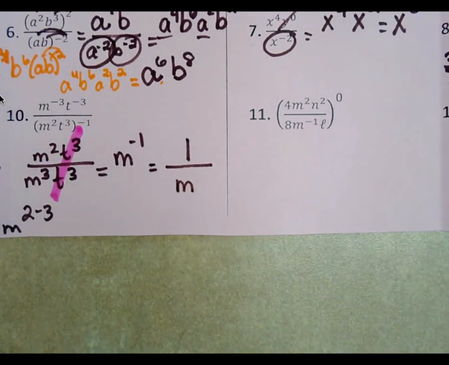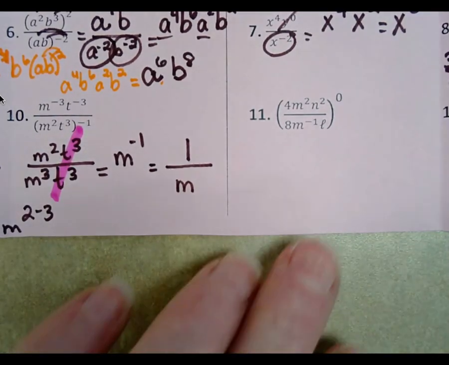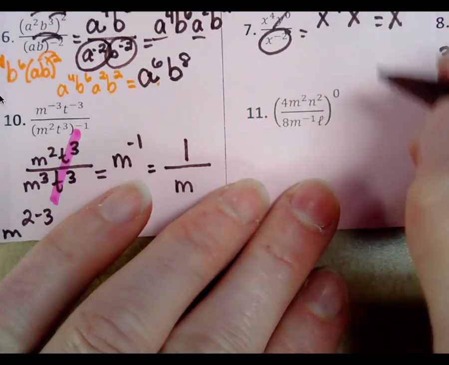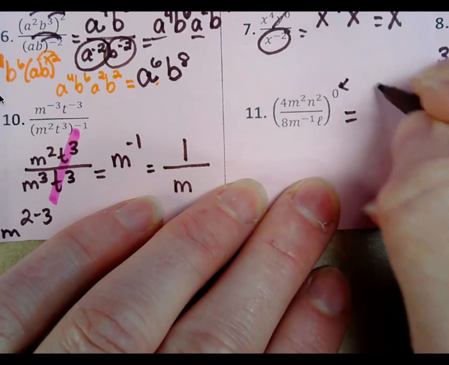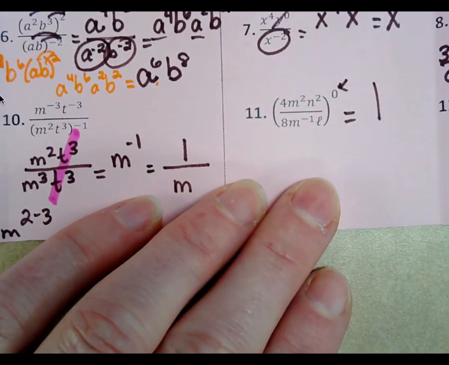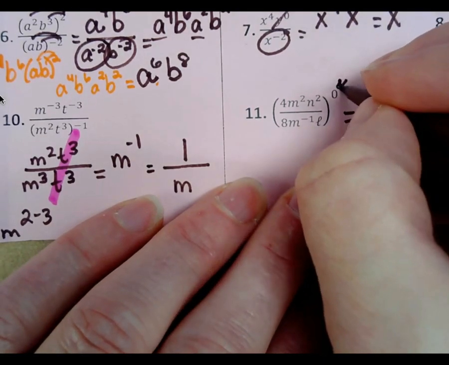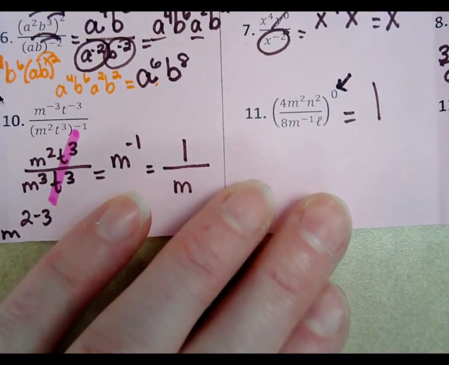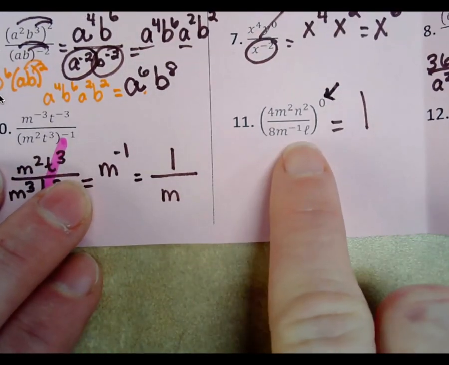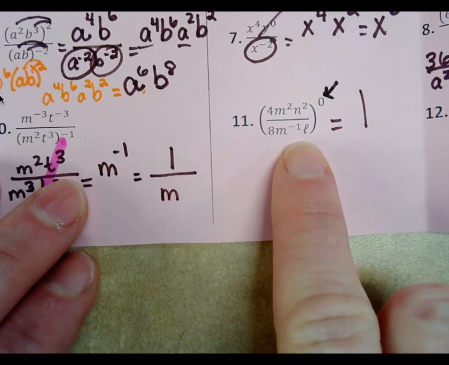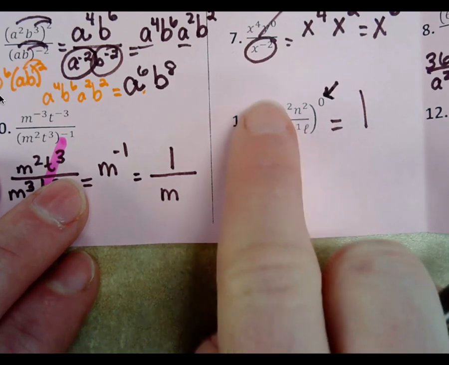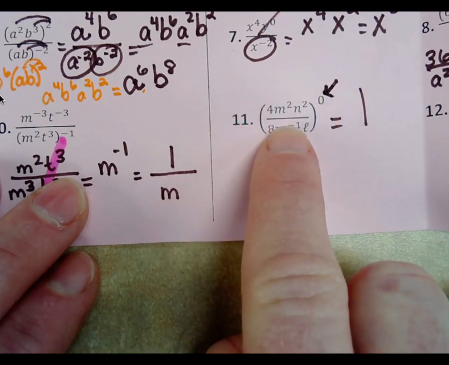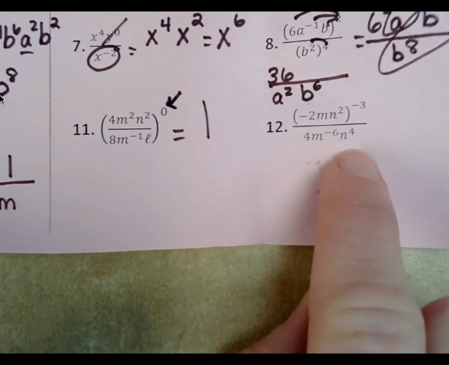The next one, the easiest one in the whole thing. It's raised to a 0 power. What does that mean? Anything to the 0 power equals 1. Yeah, that's like an L or something, but it doesn't matter because it's all raised to the 0 power. Everything inside of this turns to a 1. Okay, the last problem.